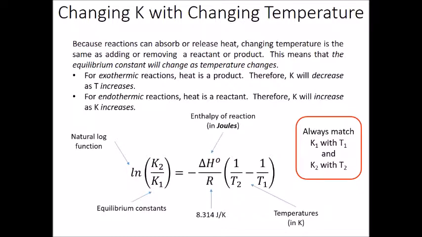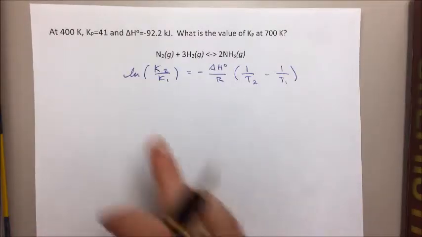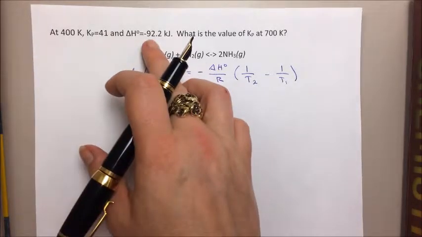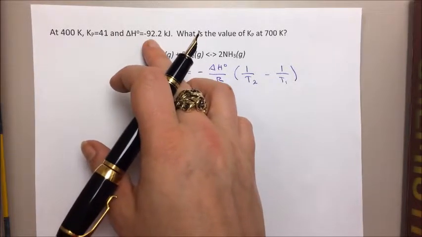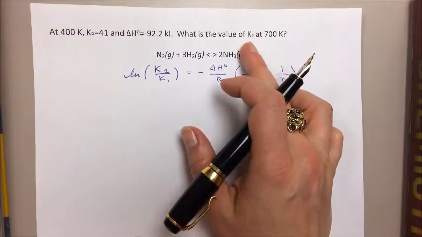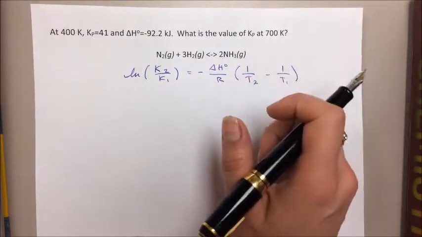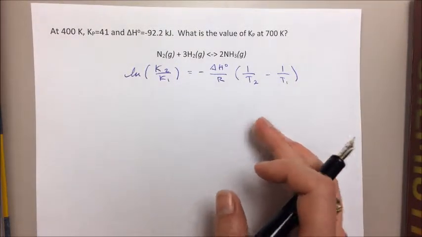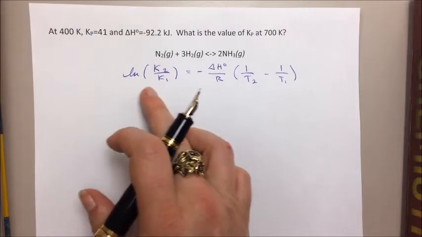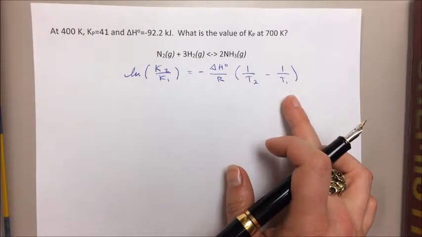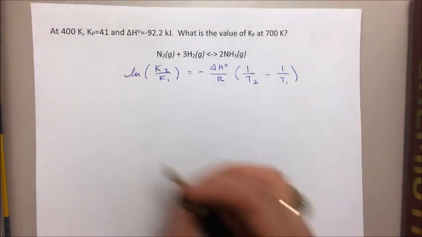Let's see this in action with a worked example. Let's consider this example problem. At 400 Kelvin, Kp equals 41, and the heat of reaction is minus 92.2 kilojoules. We want to know what is the value of Kp at 700 Kelvin. And this again is the Haber process for making ammonia. So let's make a table first of the various variables we have and figure out which ones we know, what those values are, and which one we don't know.